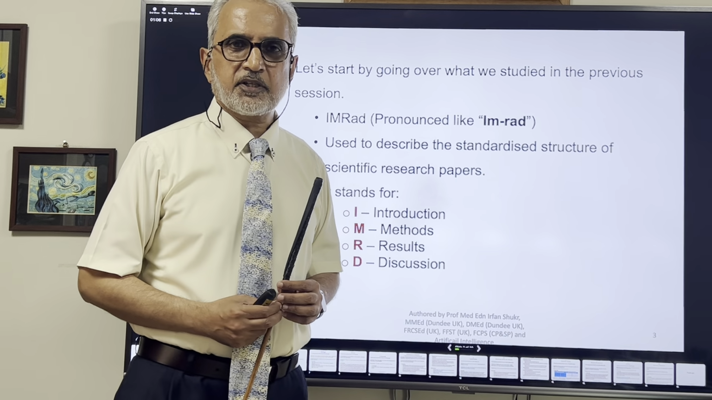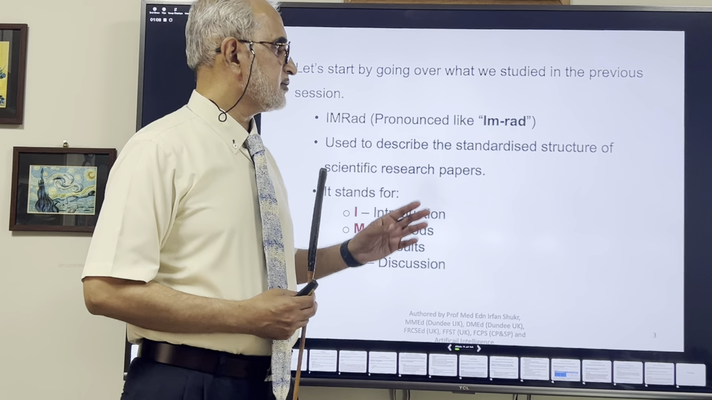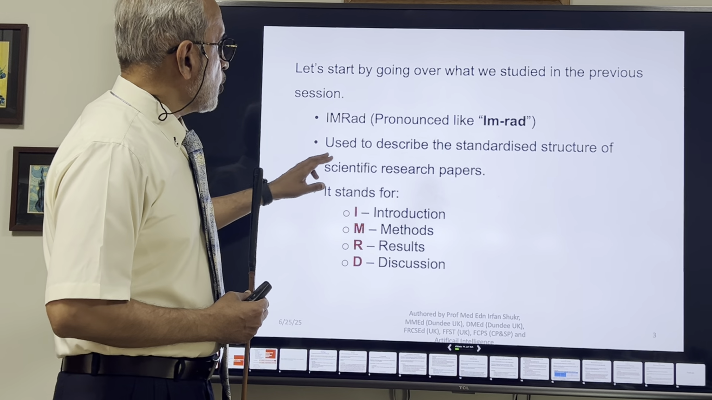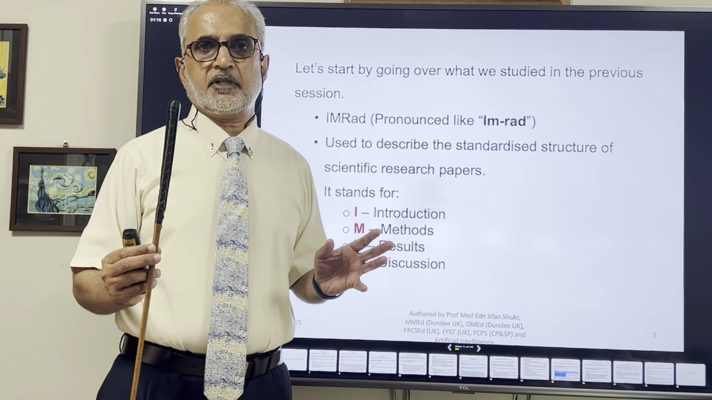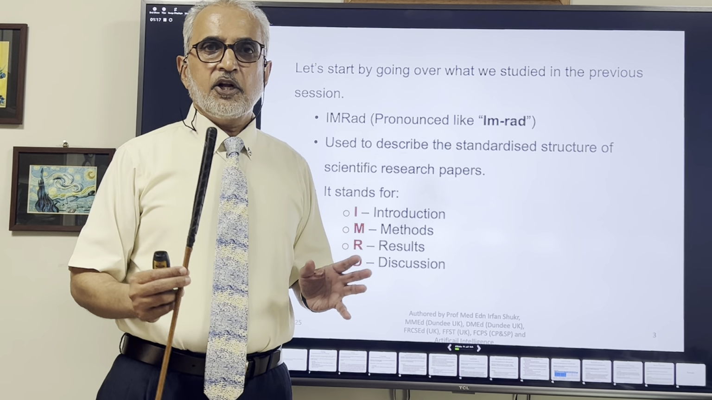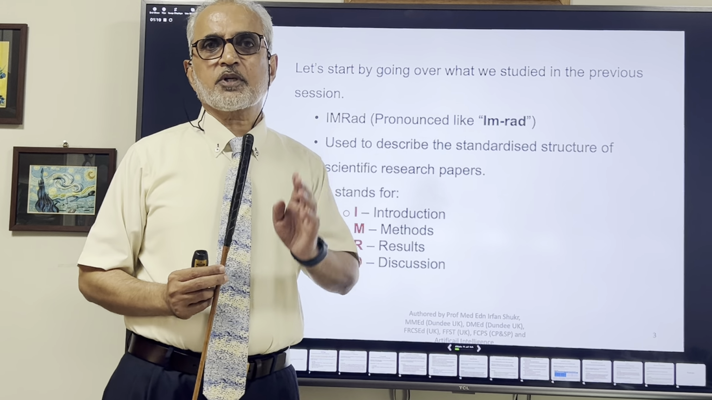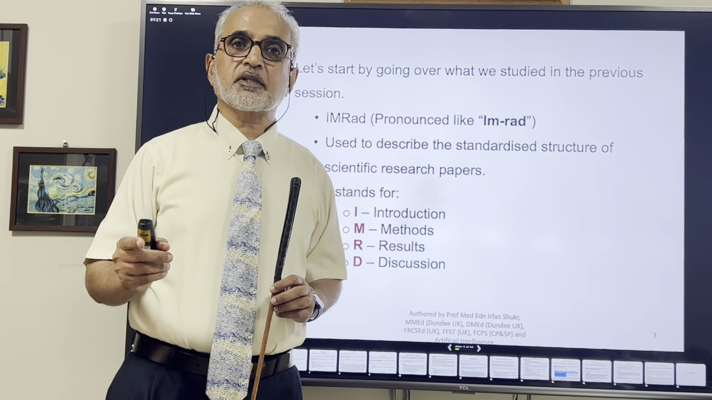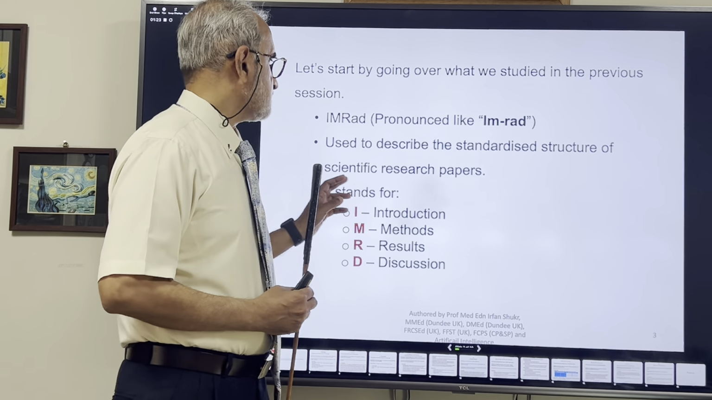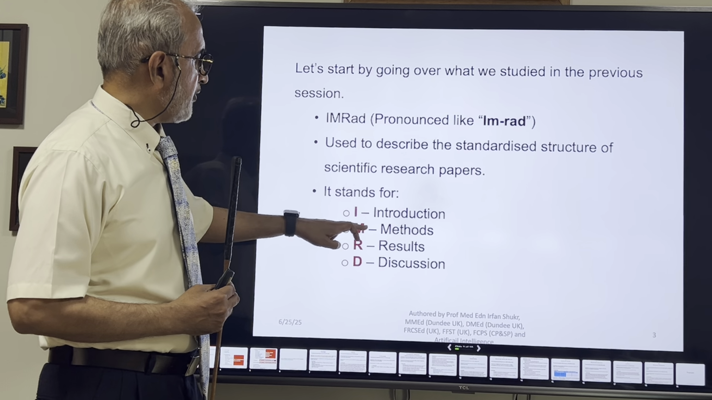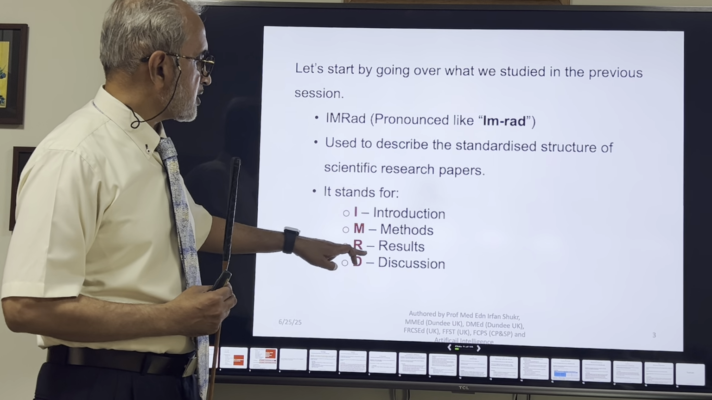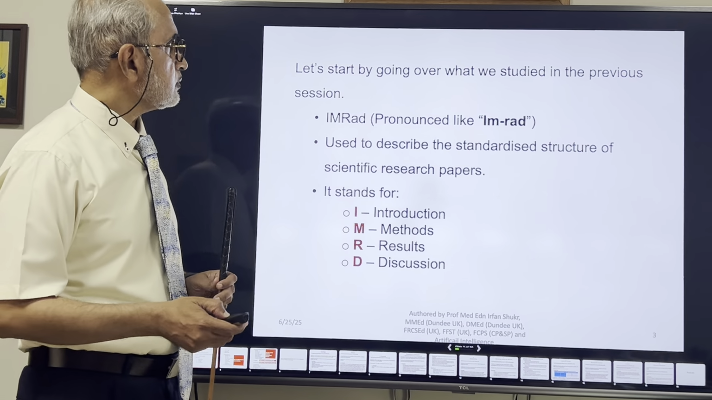In the previous section, I talked about IMRAT. IMRAT is used to describe the standardized structure of a research paper. It helps us to bring clarity on how to conduct the research and then subsequently to write the research paper. In IMRAT, I stands for introduction, M for methodology, R for results, and D for discussion.